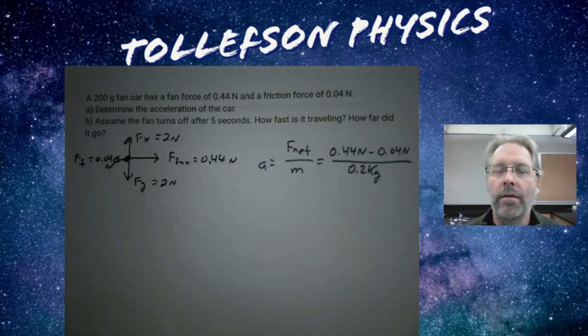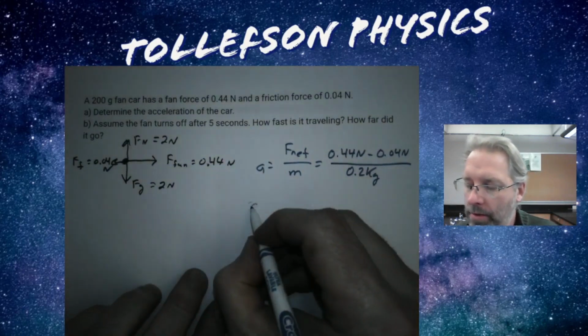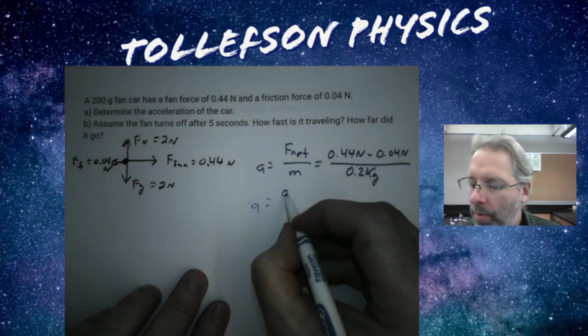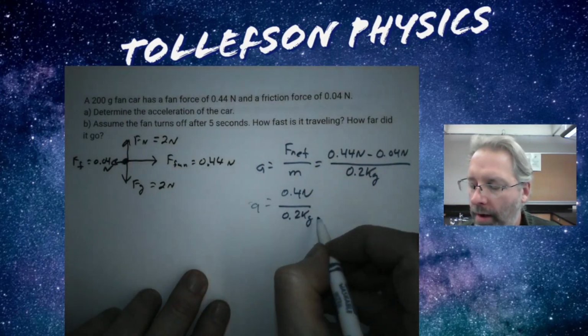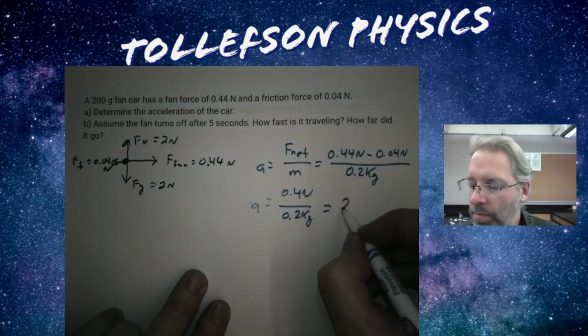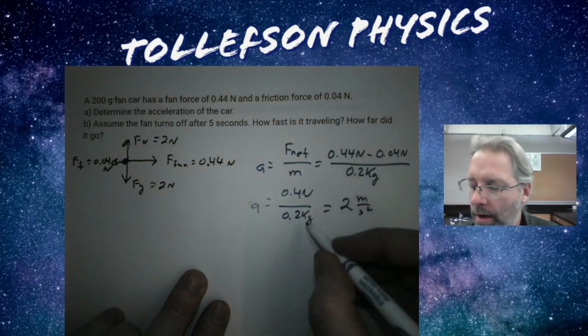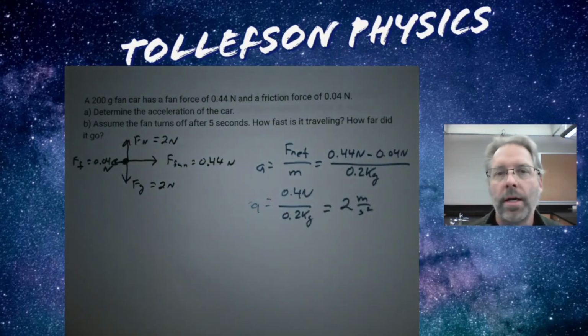Remember, even though we're making measurements in grams because that's the size of the car, we have to use kilograms when we're using anything dealing with newtons. When we do this calculation, we write a equals 0.4 newtons divided by 0.2 kilograms, and that gives me 2 meters per second squared. Remember, newtons divided by kilograms is the same as meters per second squared.